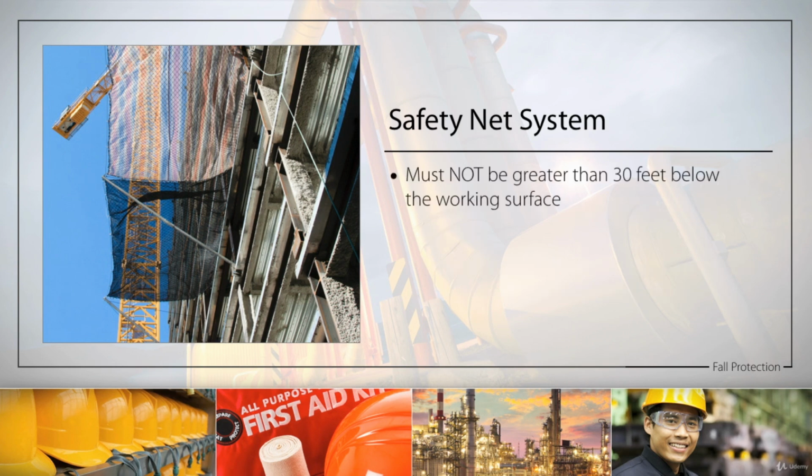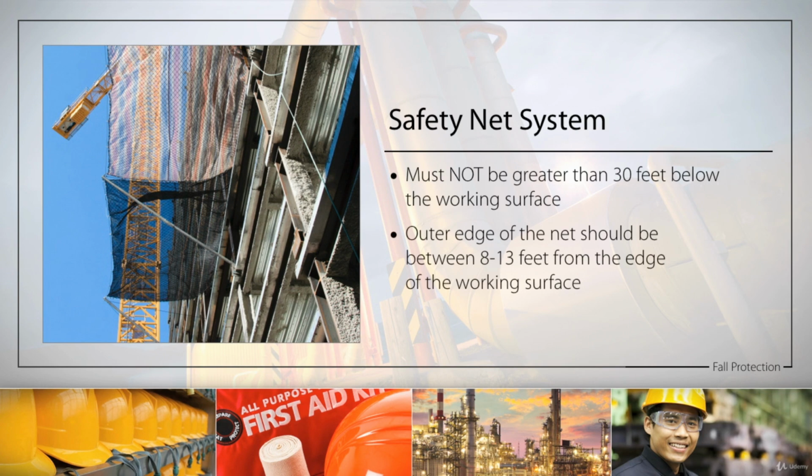Nets must never be more than 30 feet below the walking and working level. Finally, the safety net must be close enough to the edge of the working surface to ensure that the falling employee will not fall past the net. The outer edge of the net should be between 8 to 13 feet from the edge of the walking or working surface, depending on the distance to the walking or working surface.